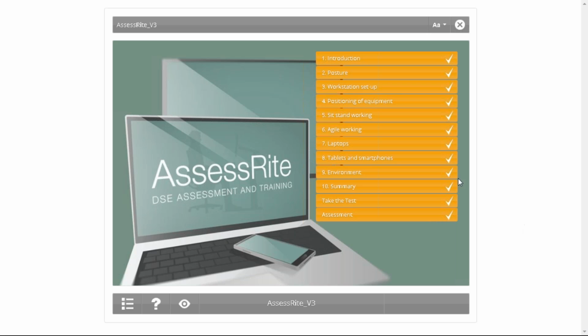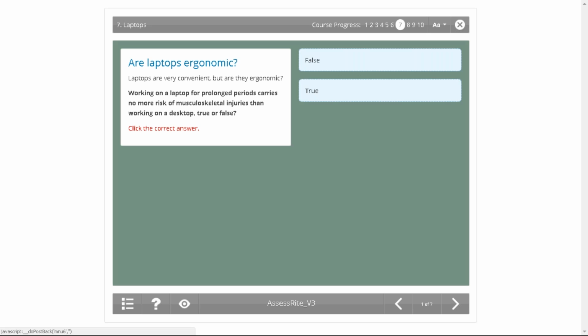Another little bit I thought was quite interesting. And now we're going on to talk specifically about laptops. Another new section that we didn't have in our old AssessRite. Working on a laptop for prolonged periods carries no more risk of musculoskeletal injuries than working on a desktop. Is that true or false, Chris Jones?